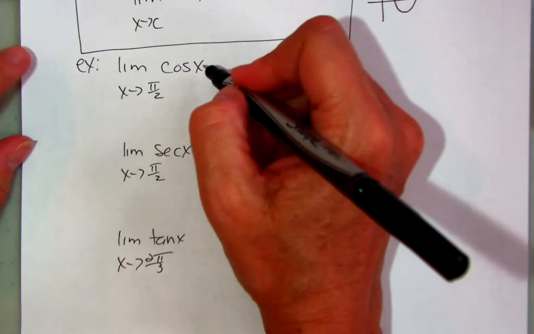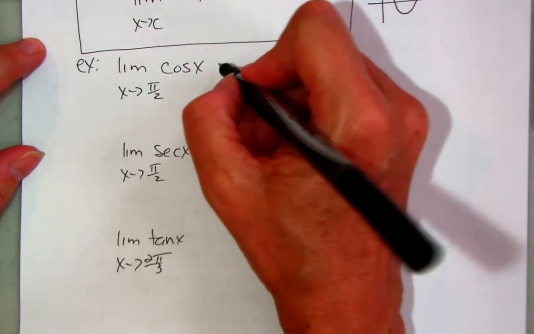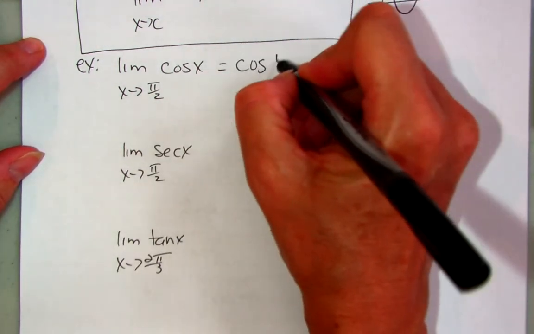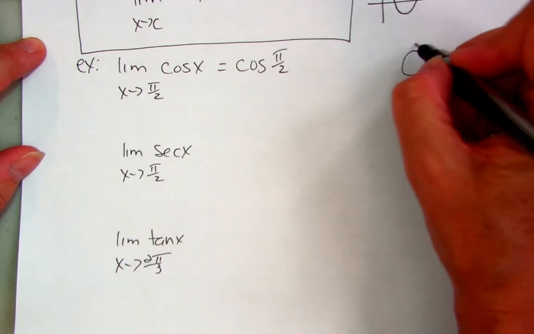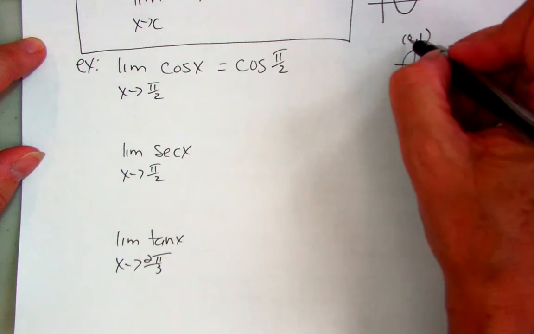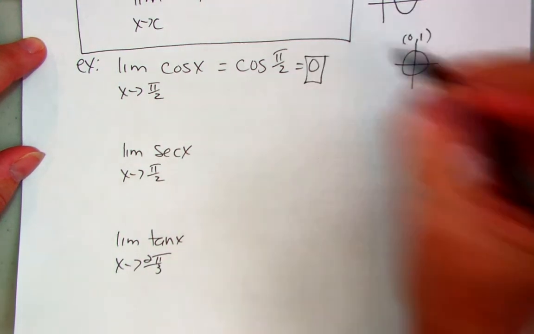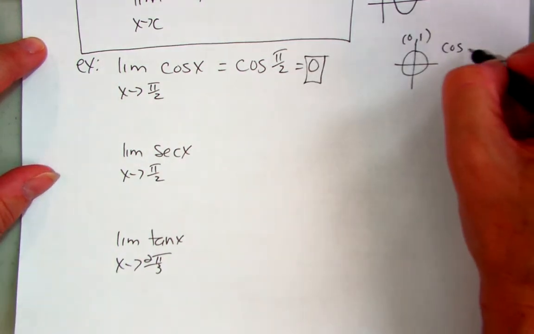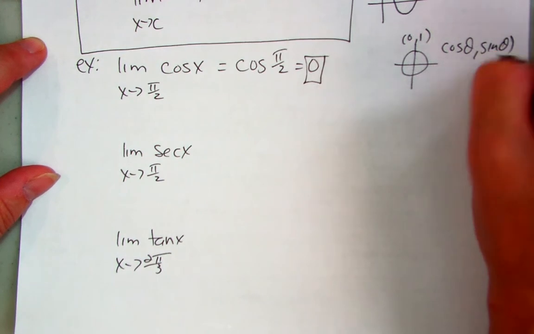The limit of cosine x as x approaches pi over 2 is just cosine of pi over 2. Go back to my unit circle. Pi over 2 is here. That's at 0, 1, and cosine, that would be 0, because every ordered pair is cosine theta, sine theta on the unit circle.